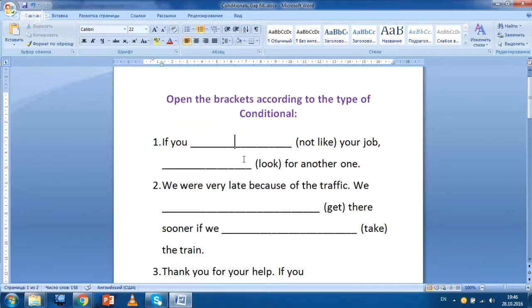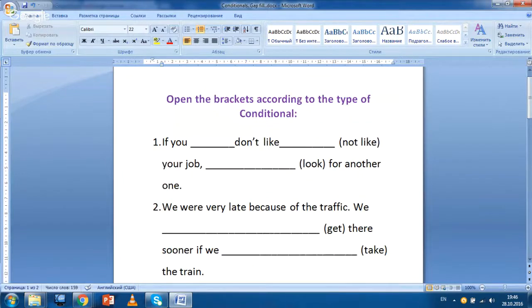If you don't like your job, look for another one, right? If you don't like a job, look for another one. Guys, let's try to think. What type of conditional sentence is this? Because you can see present simple in the if clause, but you see imperative mood, like do something, or look for another job, in the main clause. It means that this is the first conditional, guys. So instead of future will, you can use imperative mood in your conditionals.